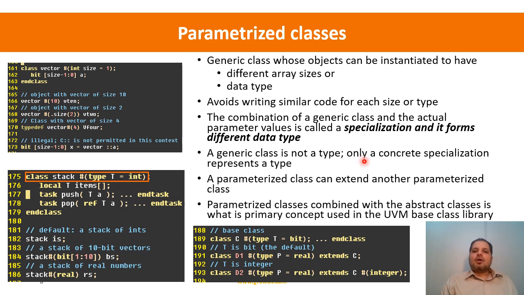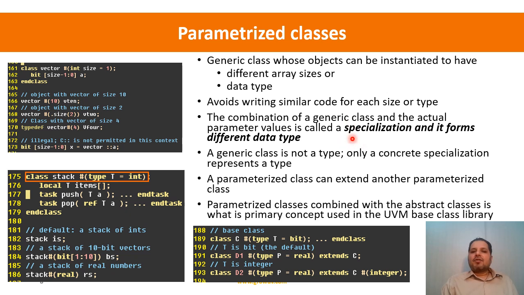Okay, so if a generic class is not a type, only the concrete specialization represents a type. This is another important point: if I try to use the scope resolution operator and try to access vector::a, and this is just a generic class, assuming that we are not passing any default value over here, then this would not be a legal way to access it, because it's not a specific type anymore.